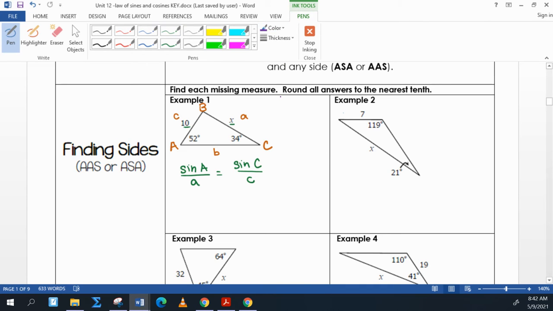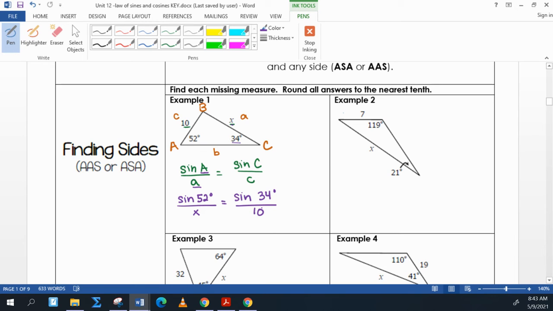Now you're just going to plug in all these lovely values. The angle A was 52 degrees, so we're going to plug in that 52 degrees for A right there. Over little a, plug in what little a was. There's our X, we don't know what that was. Is equal to the sine of angle C. There's my angle C, 34 degrees, over little c, which was 10.